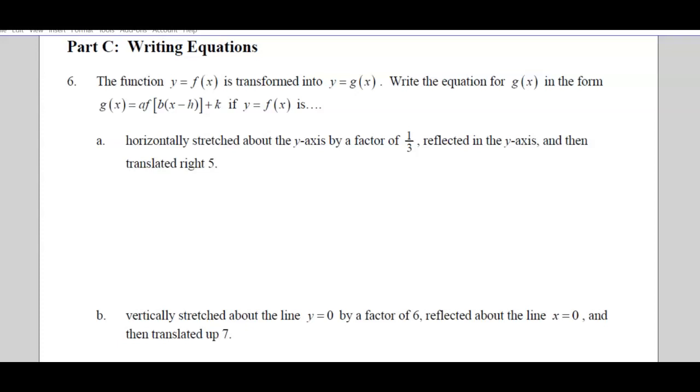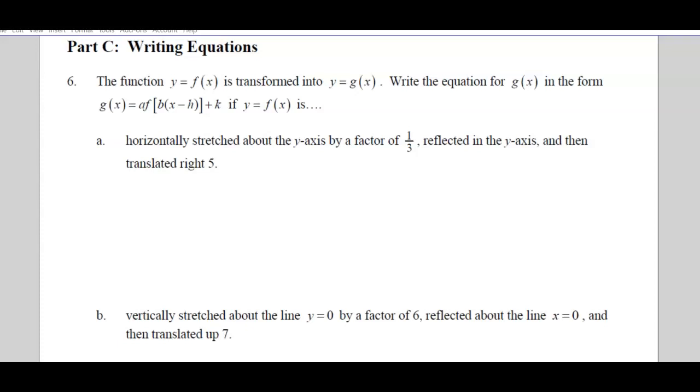So take a look at it. It's solved for g of x, so it's solved for y. It's factored inside the f. So we're not keeping it in transformation form. Some of the wording here might not be a full, proper explanation, but you can tell what transformation has been done. In this case, I think it's good. Horizontally stretched about the y-axis by a factor of a third, reflected in the y-axis, and then translated right. It doesn't say horizontally, but you know right is horizontal.